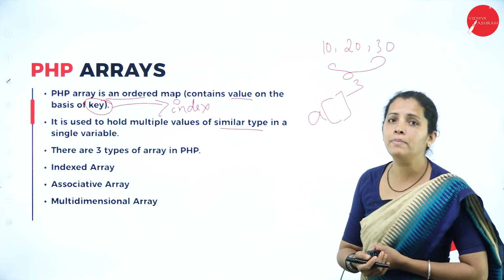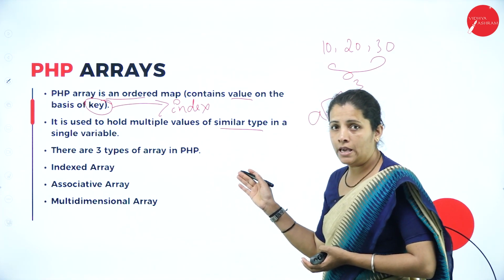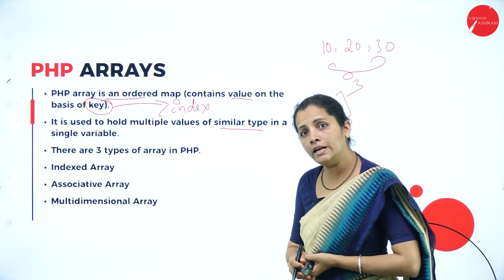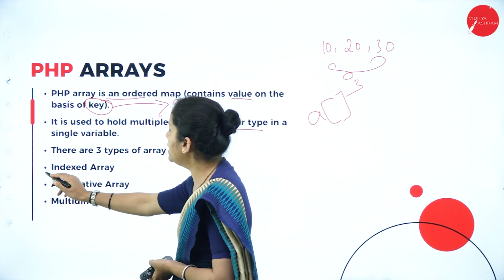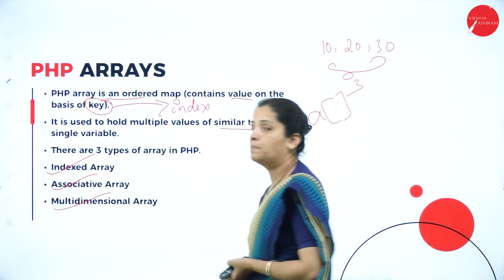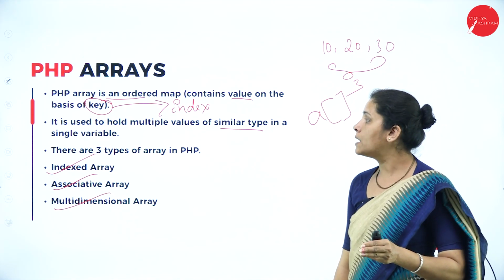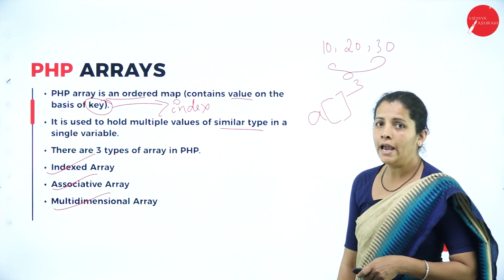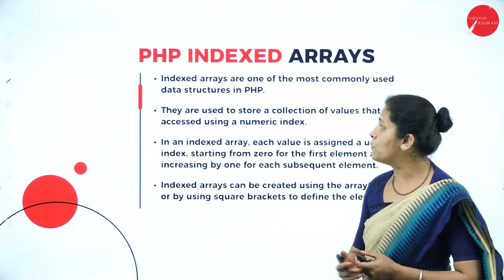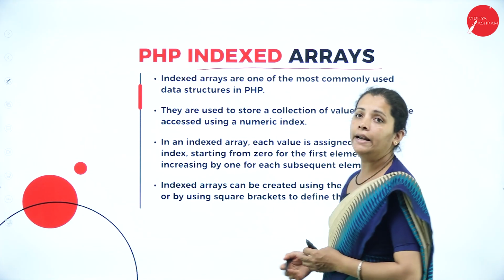Similar in the sense what? Same type of value. And if I consider PHP, in PHP we have 3 different types of array. What are the 3 different types of array? That is nothing but the indexed array, associative array, multi-dimensional array. So how many types of array? There are 3 types of array supported by PHP. Anyway, dear student, let's discuss these types of arrays one by one. So at the beginning, I'm going to have indexed array.